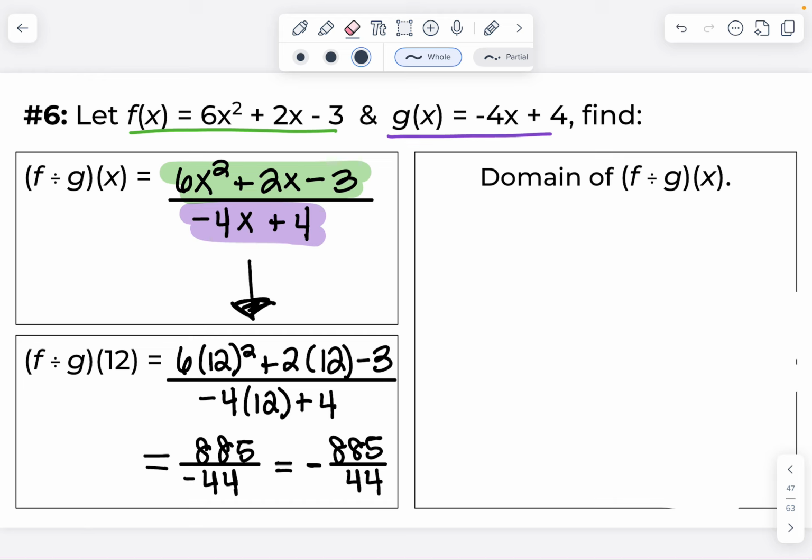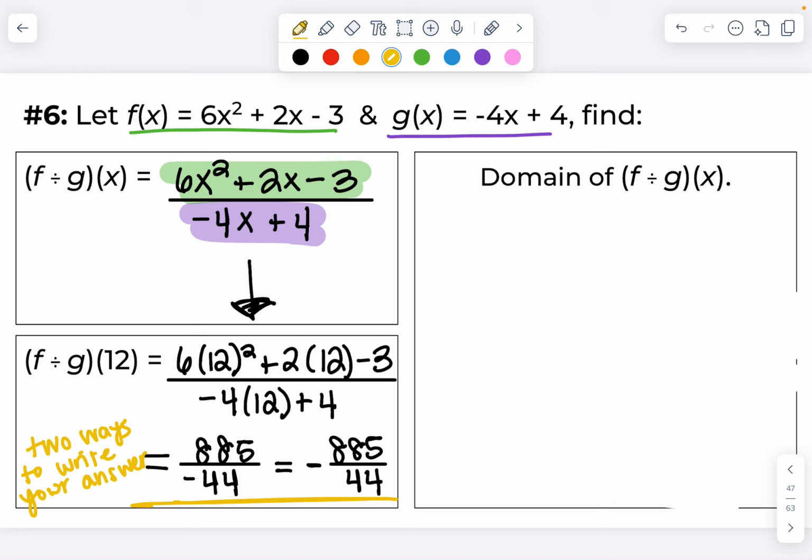Now notice I have 2 versions of my answer written down here. Both are valid to me. I don't know if Alex will be picky about it, I doubt it. You can leave the negative in the denominator. Some of us prefer to pull that negative out in front and just write it out in front and then have your numbers. Either way, totally fine. These are just 2 ways to write your answer. So that's all that is.